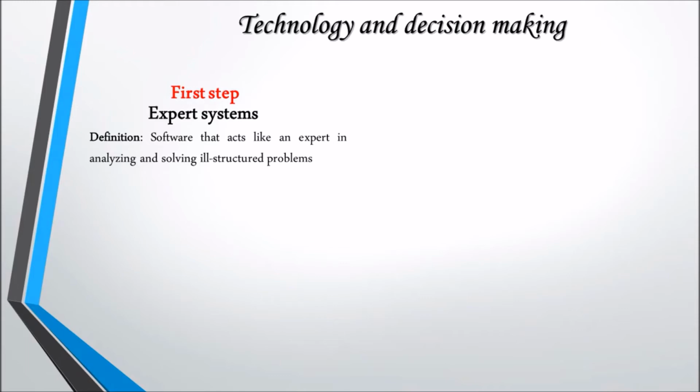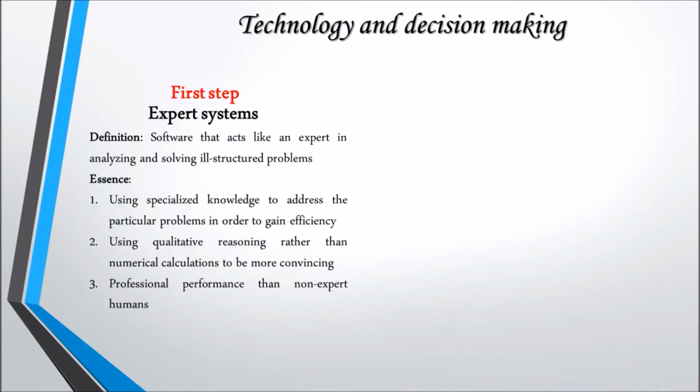The system uses specialized knowledge to solve specific problems, which maximizes the efficiency as well as the accuracy of the solution. And it uses qualitative reasoning rather than numerical calculations. It makes the system more convincing and personalized. Besides that, the performance of the system is better than non-expert humans. As it is a technical system, it has faster speed of analyzing the problem and searching for the specialized knowledge. By using the system, employees and low-level managers are able to make decisions like high-level managers and experts.